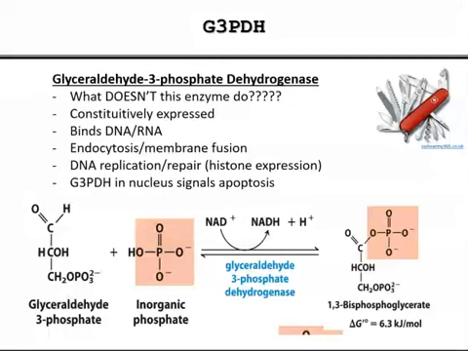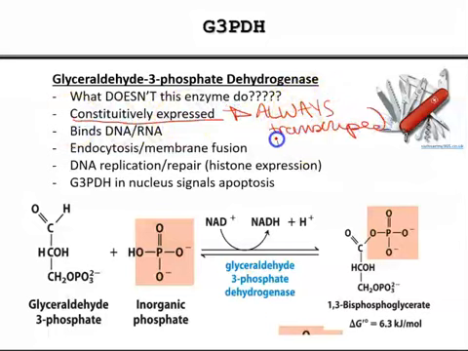Glyceraldehyde 3-phosphate dehydrogenase does a little bit of everything. What doesn't this enzyme do? It's constitutively expressed, meaning that it is always transcribed and translated. It can act as a regulator of transcription and a regulator of translation because it has the ability to bind to DNA and affect gene expression, and has the ability to bind to RNA to affect the translation of mRNAs.